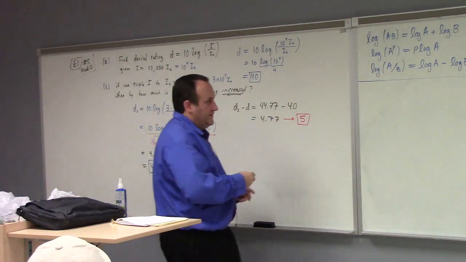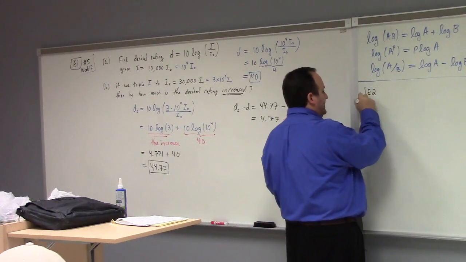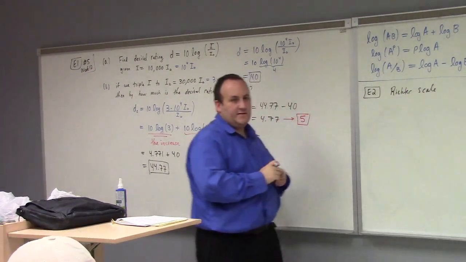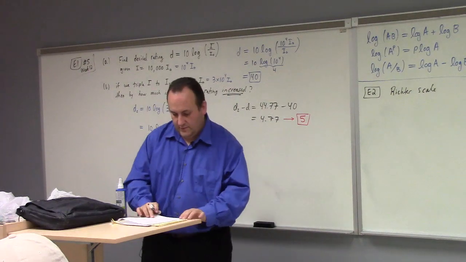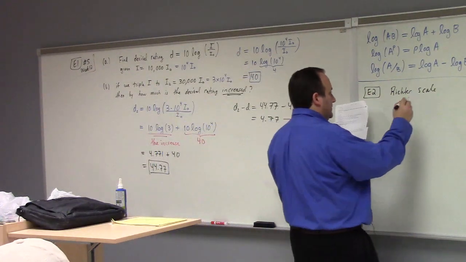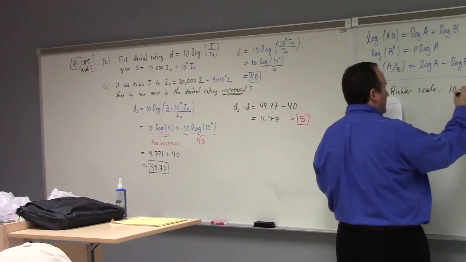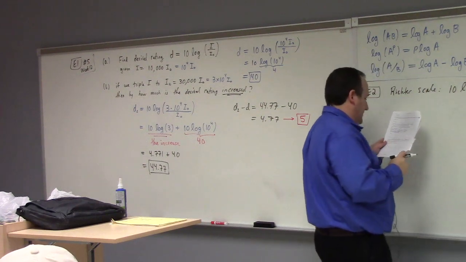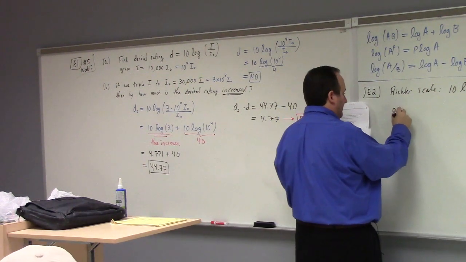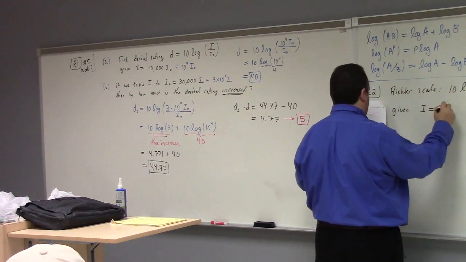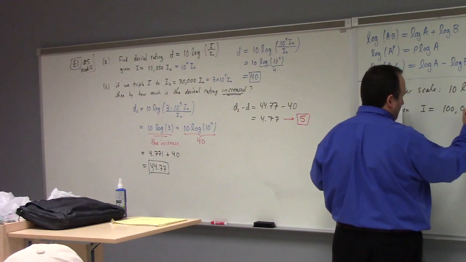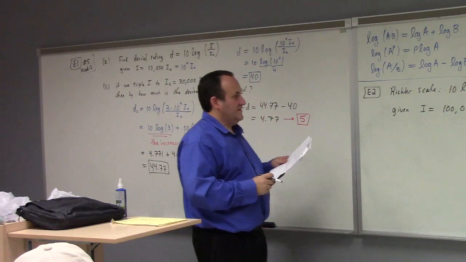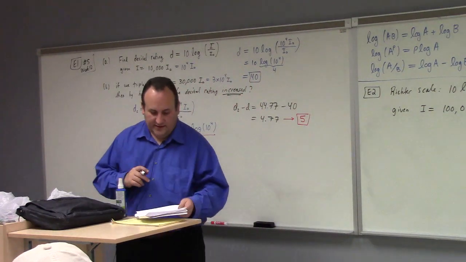I'll do one more of these guys. So example 2 is on the Richter scale. And the Richter scale is again a log scale. And the Richter scale works on the formula 10 times the log of the intensity over I naught. And you're given that I is equal to 100 million I naught. All right, and then the question is, what do you get on the Richter scale?